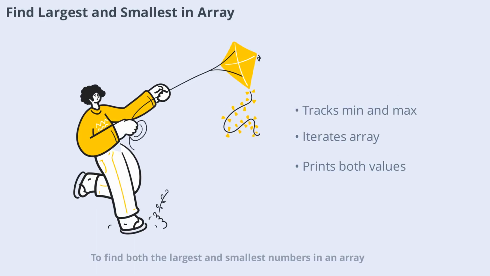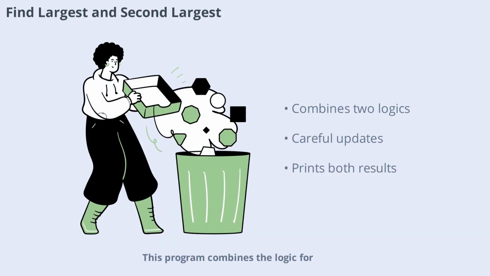To find both the largest and smallest numbers in an array, the program maintains two variables, updating them as it iterates through the array. This dual tracking logic is useful for a variety of data analysis tasks. This program combines the logic for finding the largest and second largest numbers, ensuring both are updated correctly as the array is processed. It's a great way to practice conditional logic and variable updates within loops.